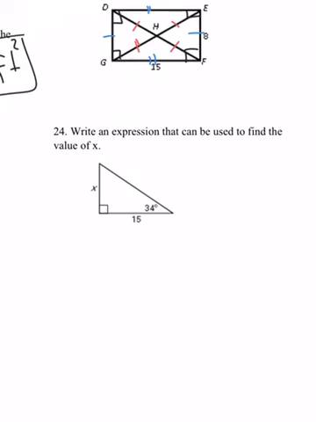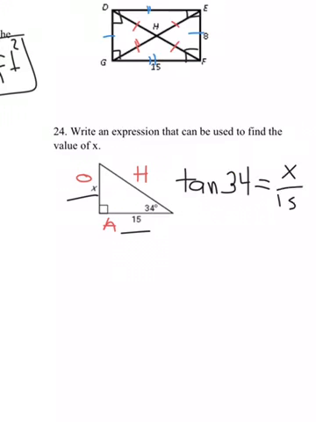Write an expression that can be used to find the value of x. Trig, once again, opposite, adjacent, hypotenuse. I do promise that it is possible to use a trig ratio other than tangent, even though we haven't yet today. Oh well. Opposite over adjacent, 15 times tangent 34, which, if you put that into your calculator, is 10.1.